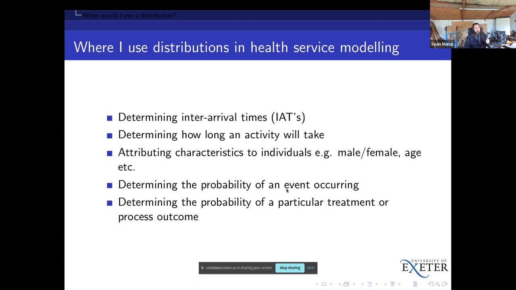Determining the probability of a particular event occurring. So we can look at the distribution of somebody actually, for example, requiring an x-ray, or requiring a particular treatment, or their outcome being of a certain type. So these are just a few things that we can start to use distributions for, and these are the kinds of things that you might want to be modeling within a model, or just to be able to describe the shape of a particular data set.